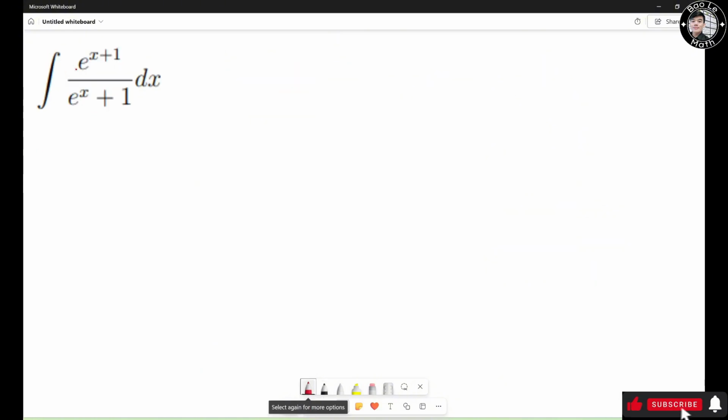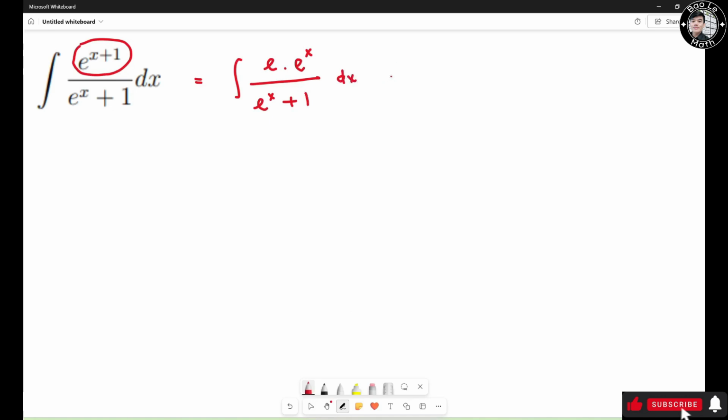The antiderivative of e to the s plus 1 over e to the s plus 1 ds. Alright, observe that you can break the top down. It turns out to be the antiderivative of e times e to the s over e to the s plus 1 ds, right? So I can bring e to the front because it's a constant. So I have e times the antiderivative of e to the s over e to the s plus 1 ds, right?